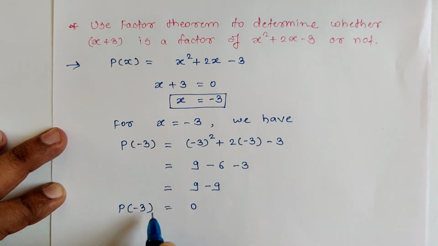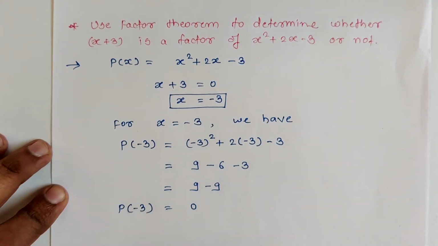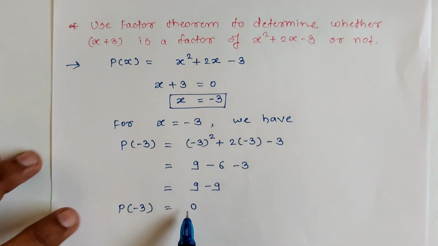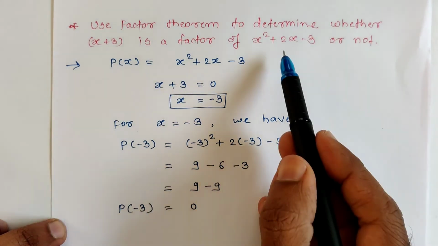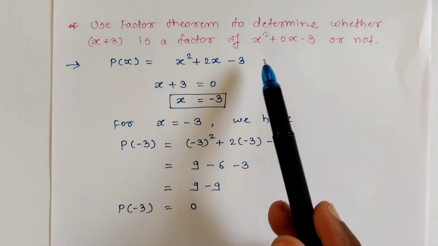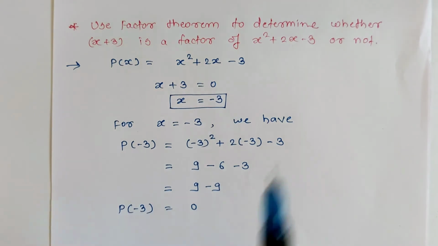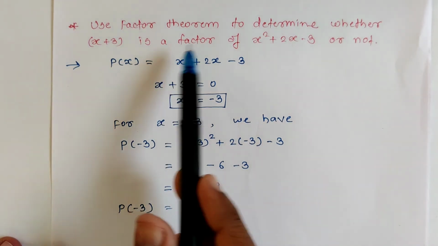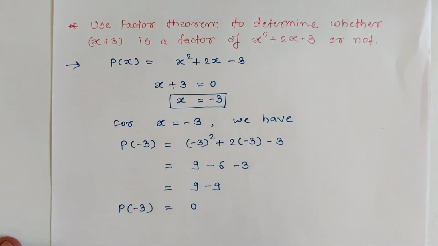So as here p of minus 3 is equal to 0, according to the factor theorem, if p of minus 3 is equal to 0, then x plus 3 is a factor of the given polynomial. And suppose if p of minus 3 would not be equal to 0, at that time it would not be a factor of x square plus 2x minus 3. But now in this case we have got here p of minus 3 is equal to 0. That means x plus 3 is a factor of x square plus 2x minus 3.